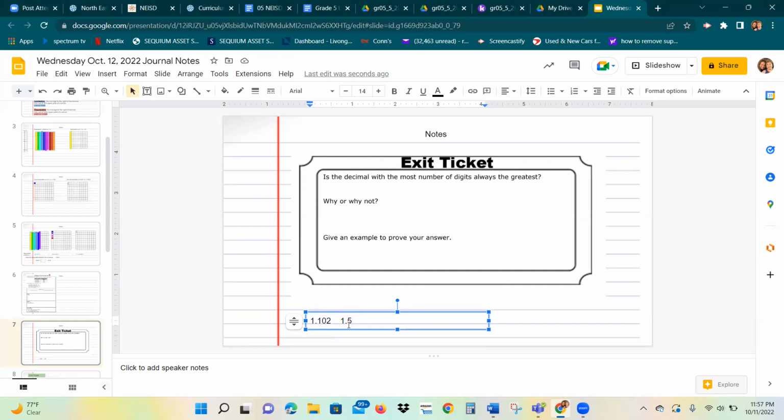Okay, so this is just an example. Don't use my example. You can come up with your own example. So use your own example. This is just one that I gave you so that you can explain.